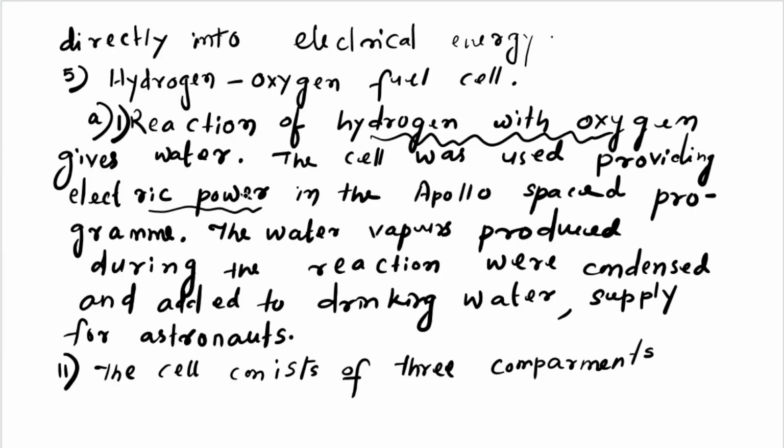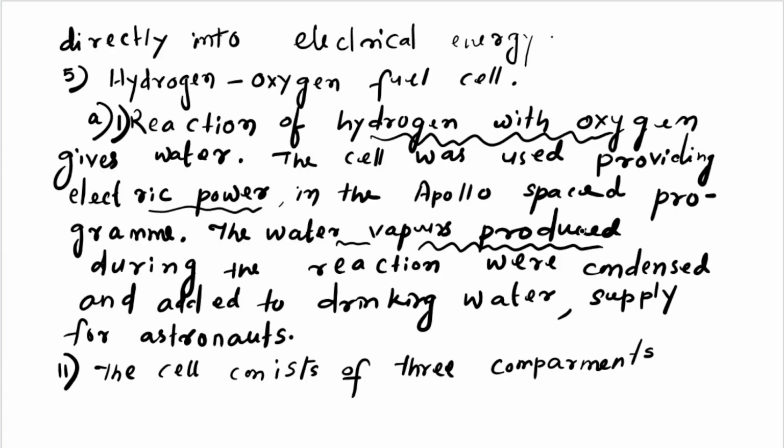So in this reaction, the product that is produced is water vapor, which is condensed and added to the drinking water. All are in the vapor condition, then they are condensed and supplied to the astronauts. So for the astronauts, how can you get drinking water? The water vapors produced are condensed and used as drinking water. The cell here is the hydrogen-oxygen fuel cell.